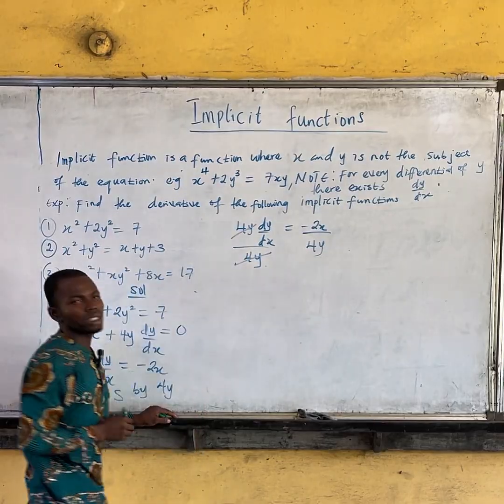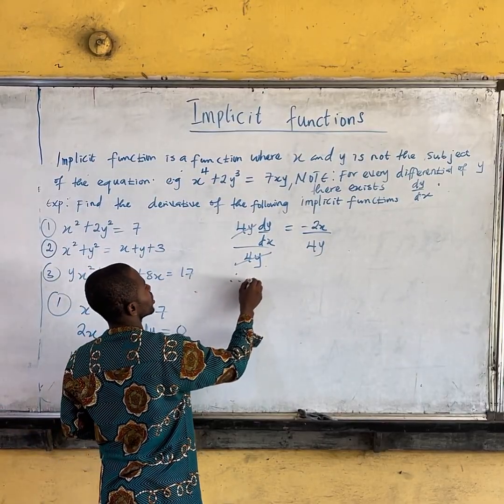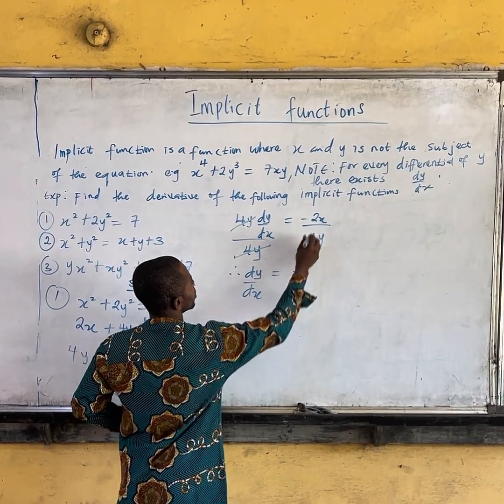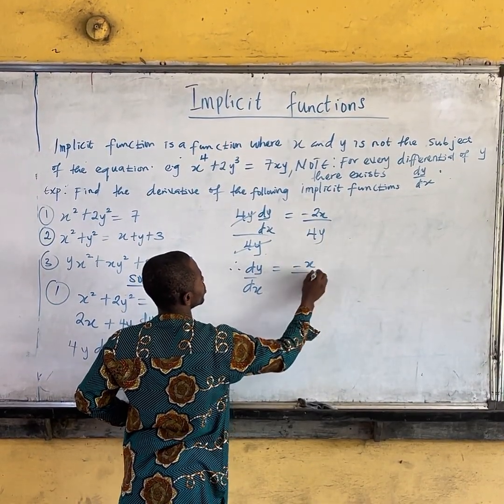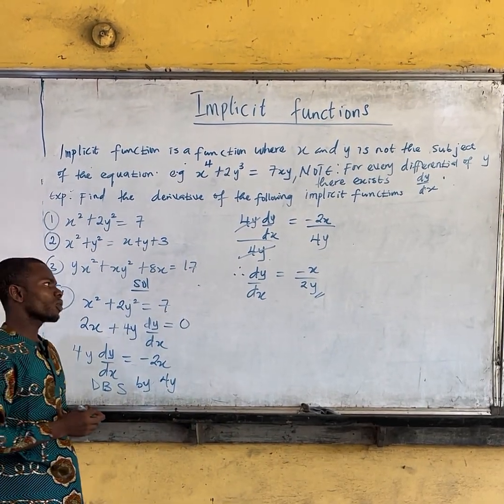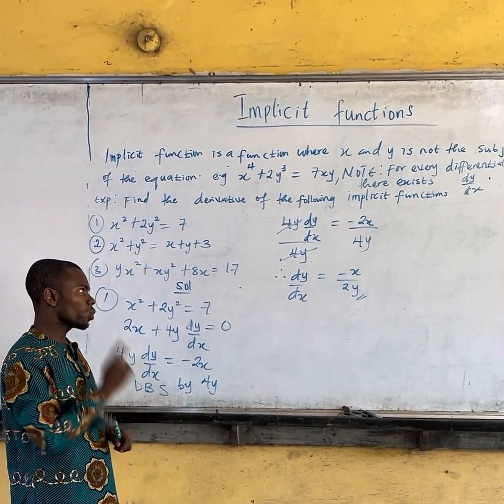This cancels this. So in conclusion, dy over dx, 2 can go, 2 can go. That is minus x, 2 in 4, 2. The final answer is minus x over 2y. That is my final answer for the dy over dx in question 1.